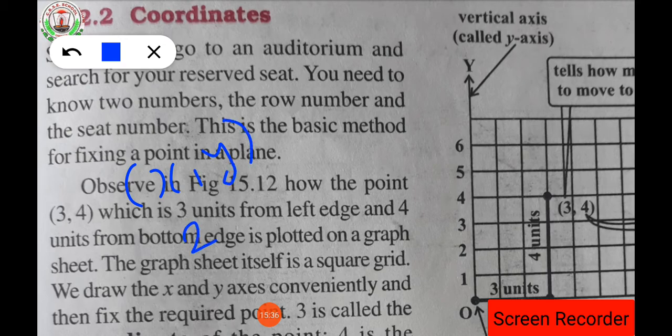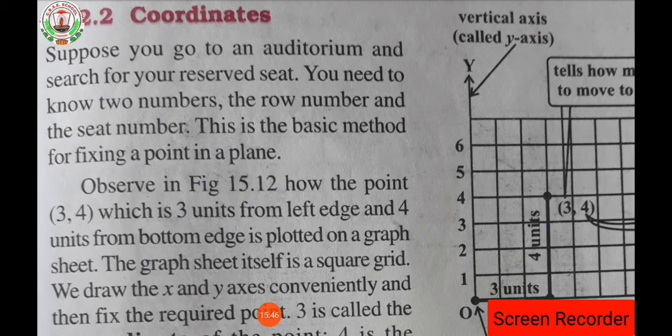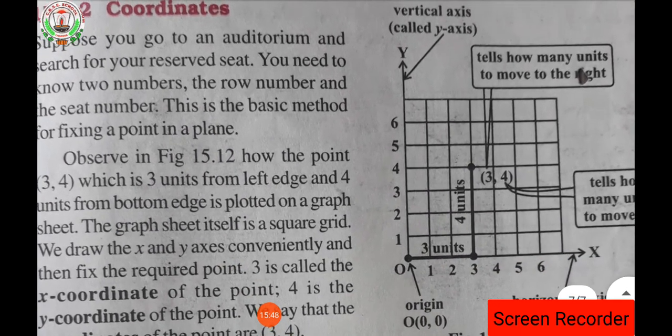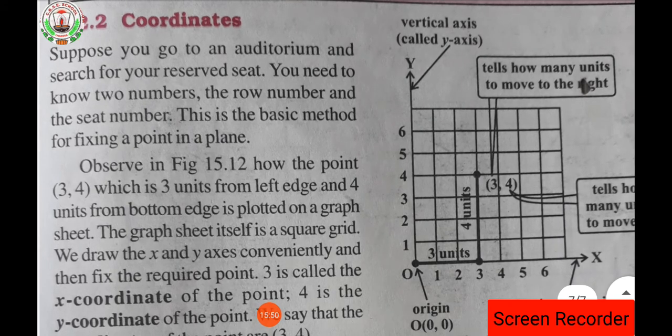Suppose 2 is the value of x, then 3 is the value of y. Using these coordinate values, we are going to plot a graph on graph paper. Okay, look, suppose you go to an auditorium and search for your reserved seat.